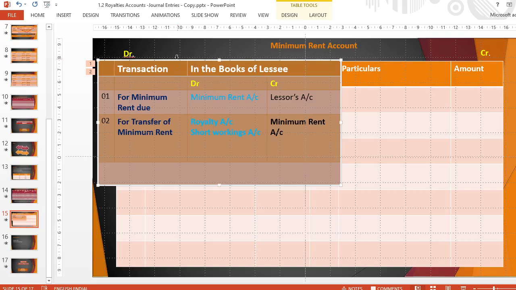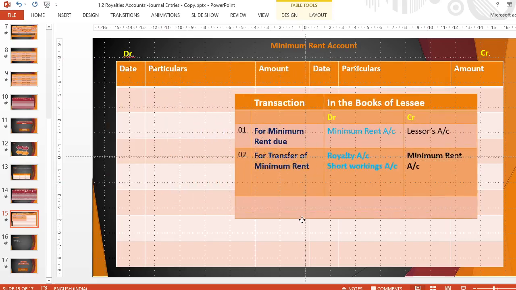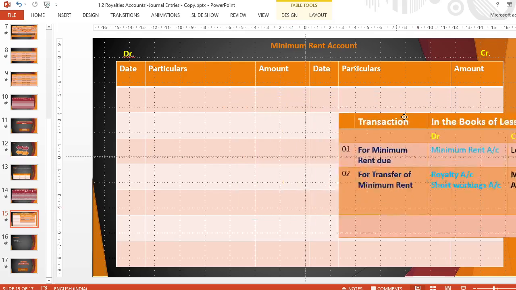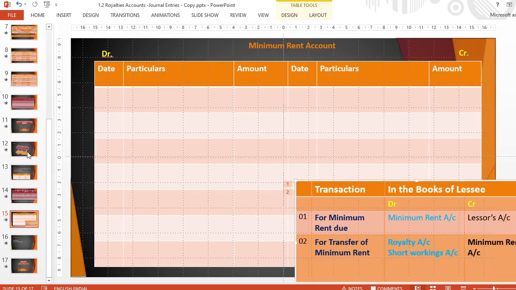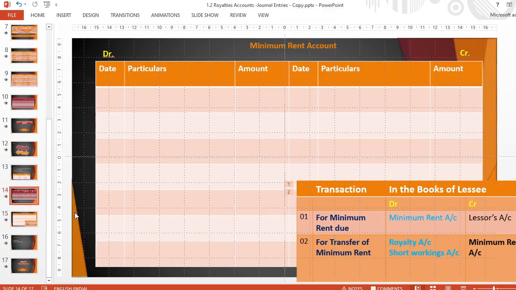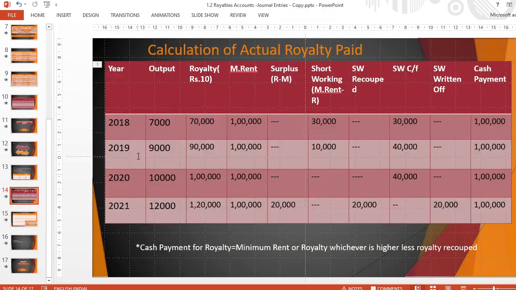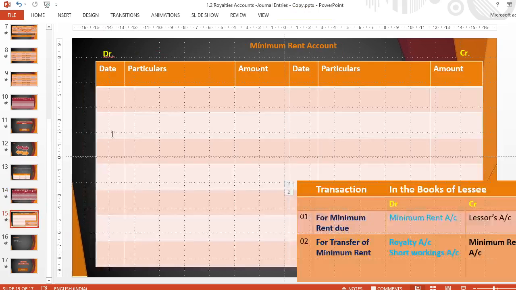Fine. So here we have only 2 transactions, that is minimum rent due and another one for transfer of minimum rent. Minimum rent account debits to lessor's account, and royalty account debit, short workings account debit to minimum rent account. So let us start with the preparation of these things. They have given the information for 4 years. Let us start with the year 2018.